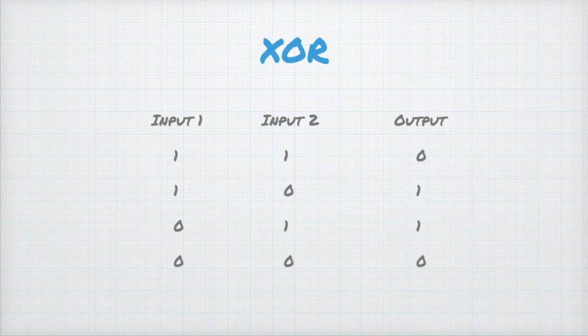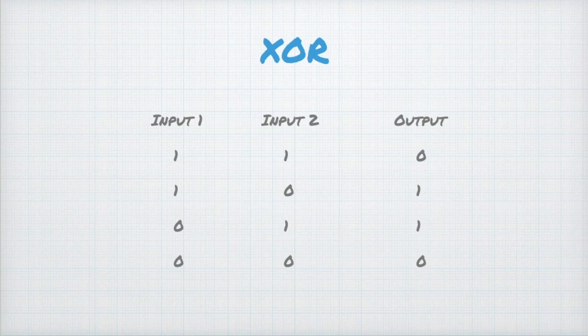The XOR operation is very similar to the OR operation. Can you spot the difference? If you look at the first row, you can see that if both inputs are true, the output is now false. XOR tells us if one and only one of the inputs is true.